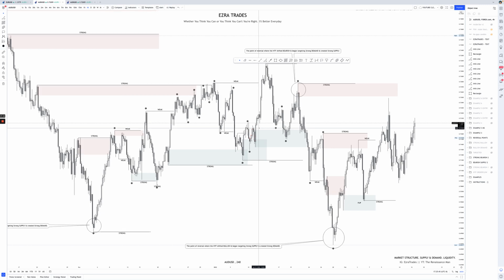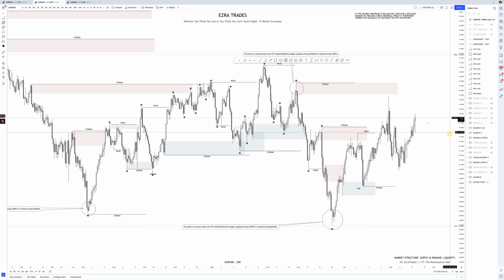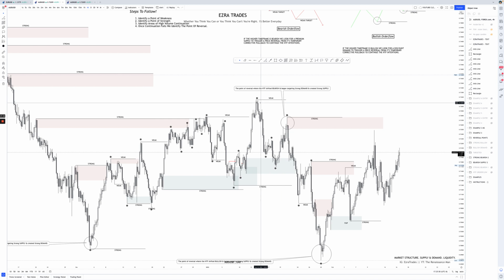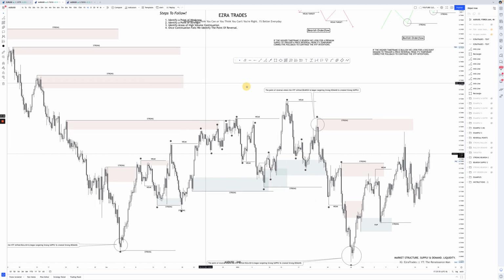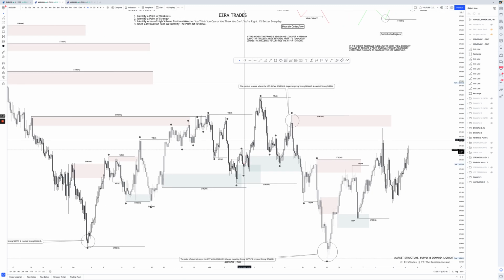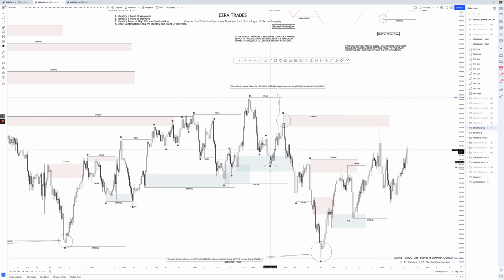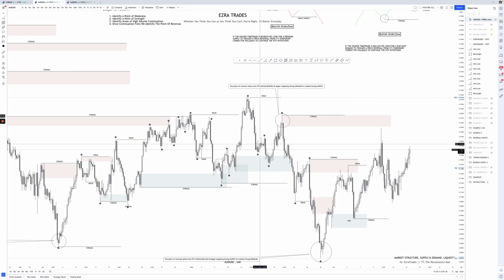And now what can I expect? Well, I could expect that because we broke structure to the upside and we're not tapped into a higher time frame supply yet, the supply is still higher. I would expect that price, when it comes down to tap this demand, breaks structure to the upside. And it does internally, but we actually don't get a new high. So this weak level actually doesn't get taken. And so what we have now is a weakness on the side of buyers.